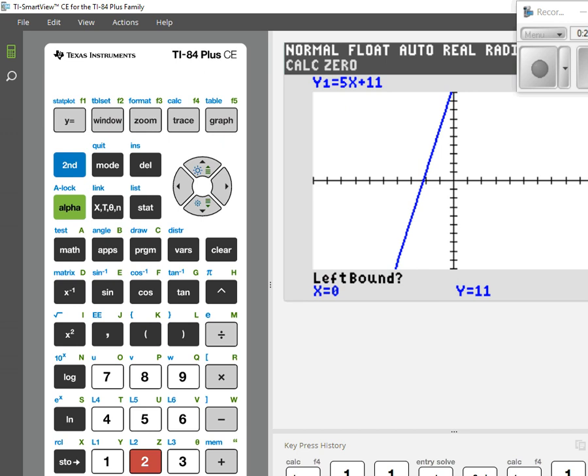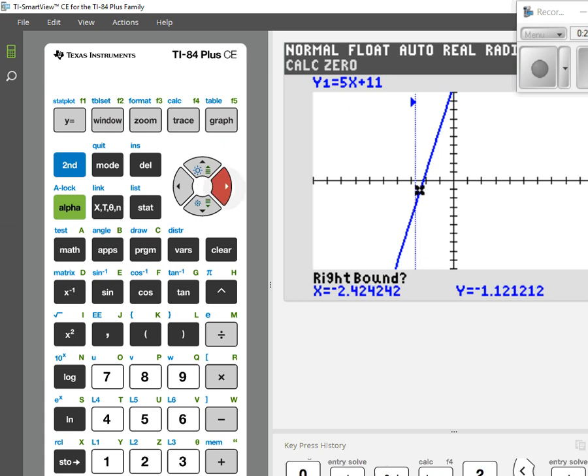Left bound means you need to put the cursor on the left of the x-intercept you want it to calculate. It tells you right now mine was at x equals 0, y equals 11. So I'm going to press my left arrow button until I get on the left of the x-intercept. Doesn't matter where, it has to be on the left side of it. So here's my x-intercept. Does everybody see that? Then I press enter. Then it says, what about the right side? So now you have to go on the right side of the x-intercept. As long as I'm on the right side, press enter.